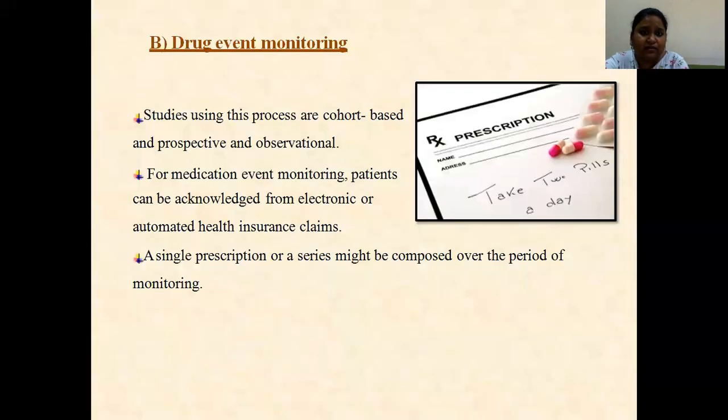Next class of the active surveillance is the drug event monitoring, which is very common and important also. So in this drug event monitoring, the process we are using is the cohort based study, the prospective or the observational.